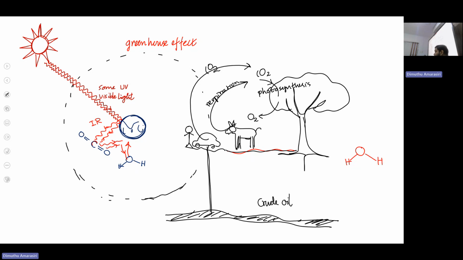Concentration of greenhouse gases by human, due to burning of what? Fossil fuel. Right?